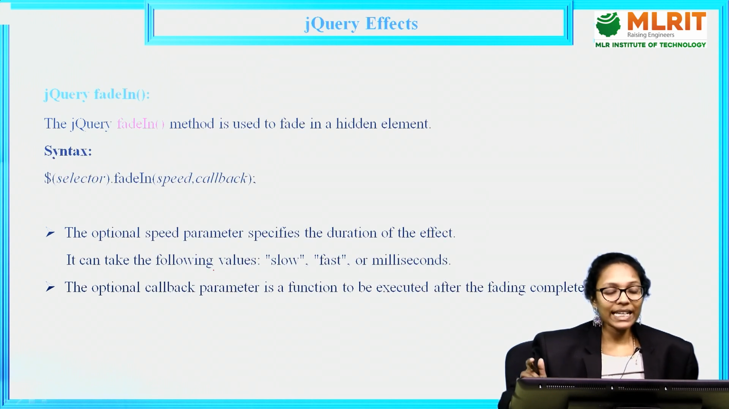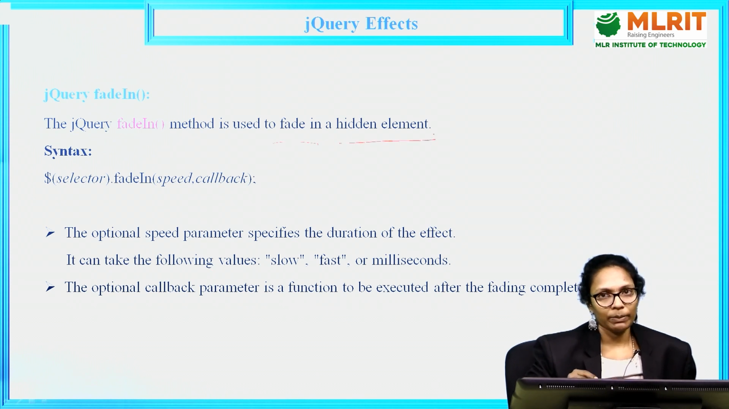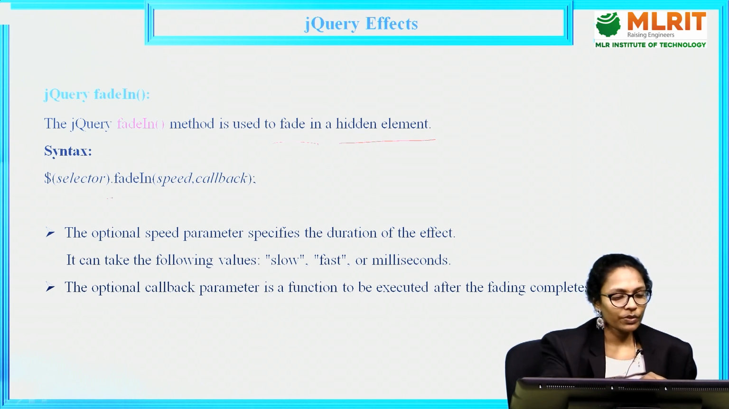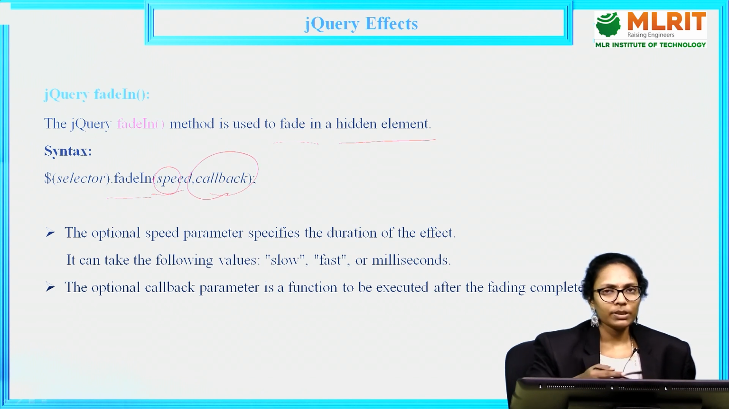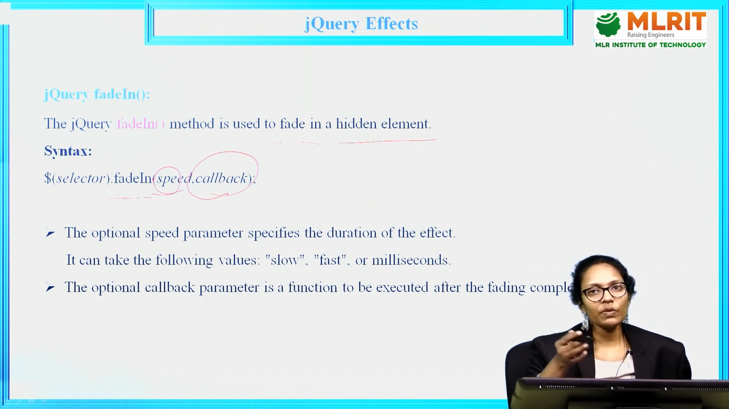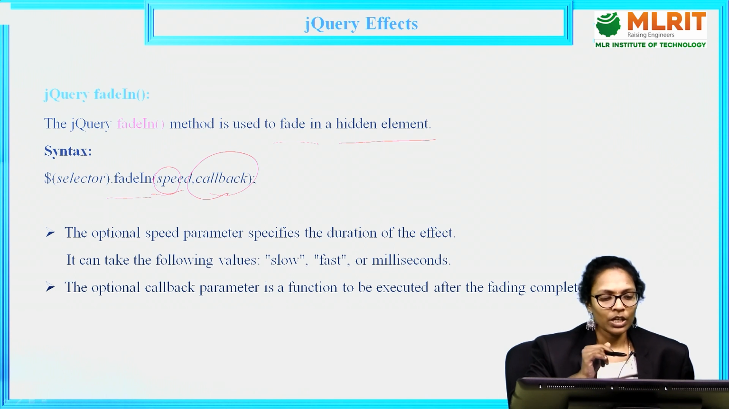So the first one is the fadeIn method. The fadeIn method is used to fade in a hidden element. Fade in, in the sense, it will appear. The syntax of this fadeIn method takes two parameters, speed and callback, similar to the previous methods. Speed is with what speed you want to apply this effect, and the callback is, after completing this, which function you want to execute. For speed we have values like slow, fast, or you can pass the milliseconds.